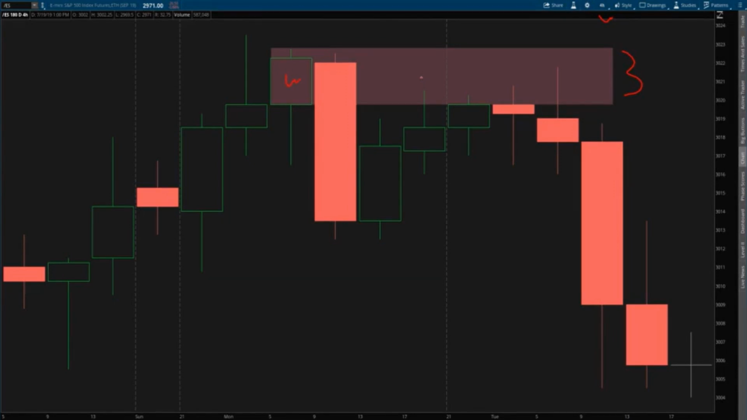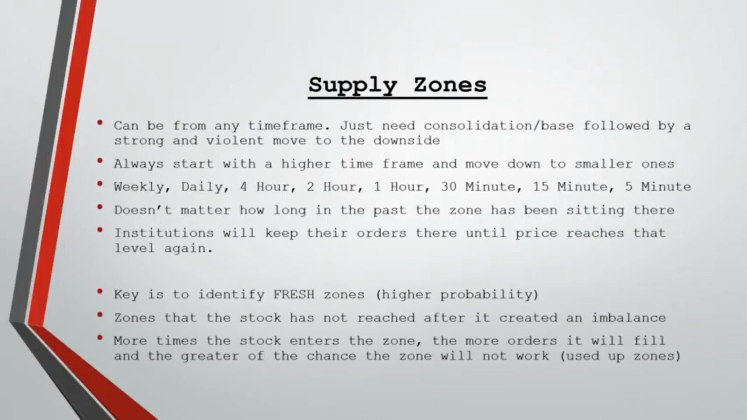And you could tell that by the time and sales. So I don't just hop in right away. That's important for you guys to understand for both supply and demand. I wait, I look for a smaller time frame confirmation, I enter, and I put my stop loss right above the zone. So same thing as demand zones.